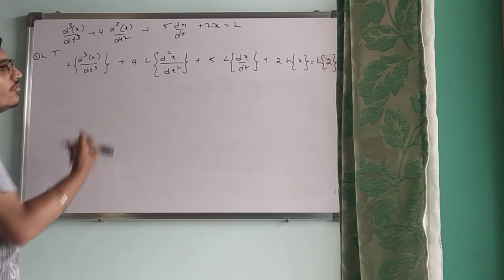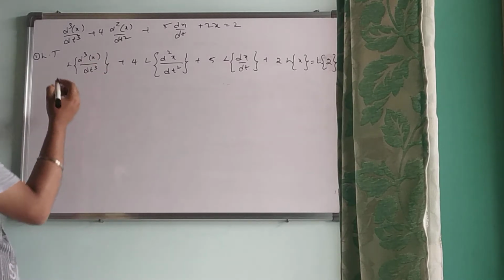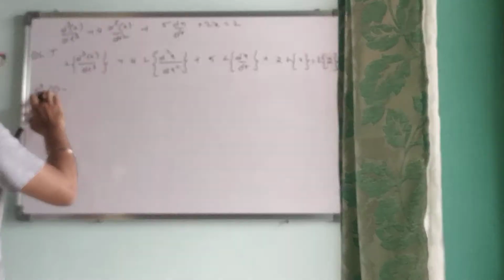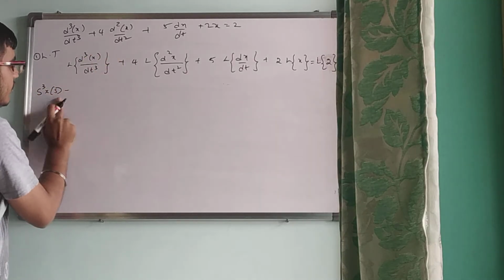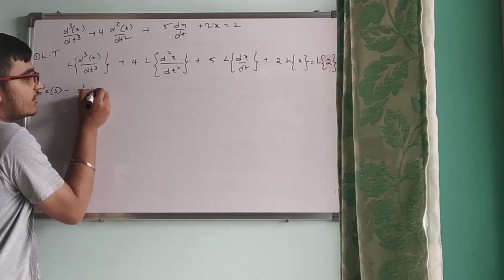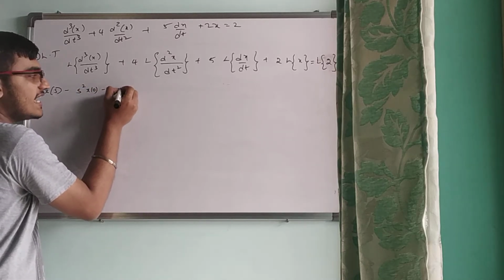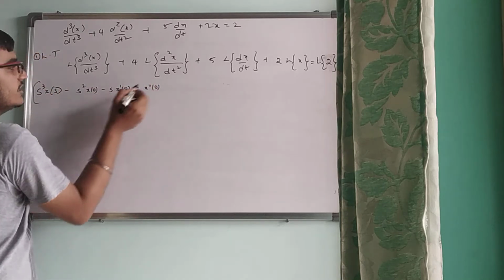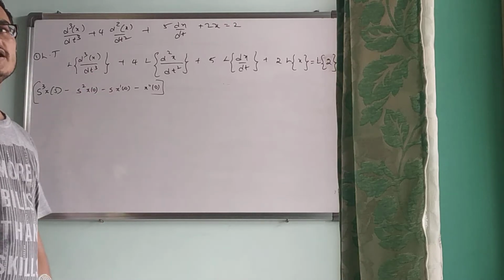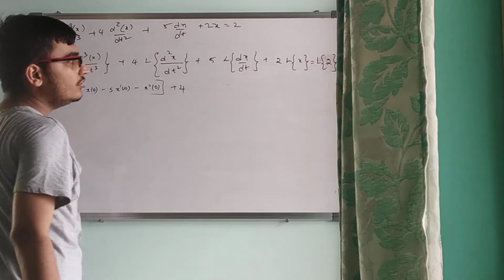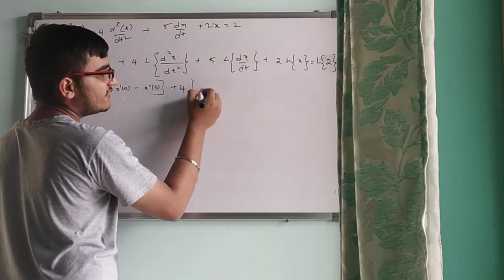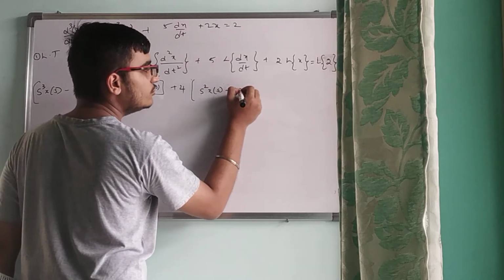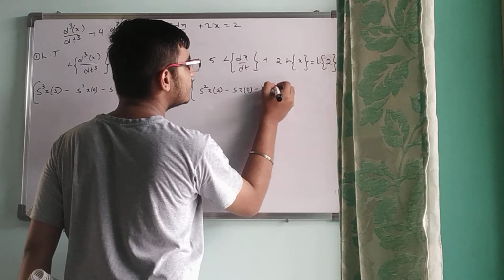So Laplace transform of d cube x by dt cube, we have derived it already, is s cube into x of s, here it is not f, it is function x, right? So s cube x of s minus s square into x of 0 minus s into x dash of 0 minus x double dash of 0. This is the Laplace transform of d cube x by dt cube. Plus 4 into Laplace transform of d square x by dt square. First square function: s square into x of s minus s into x of 0 minus x dash of 0.